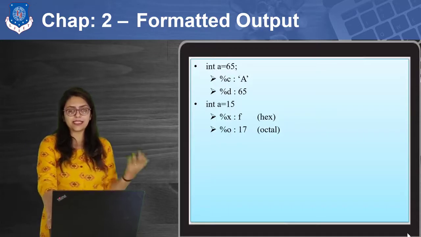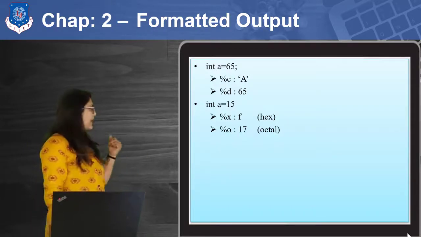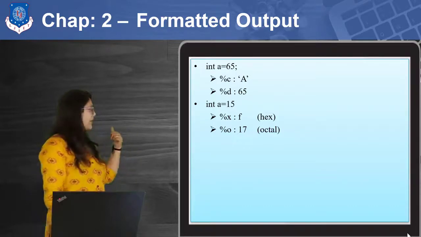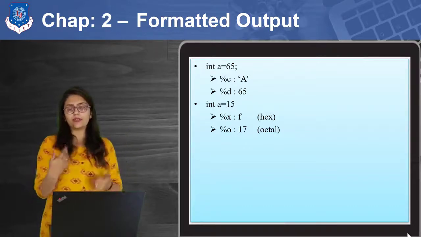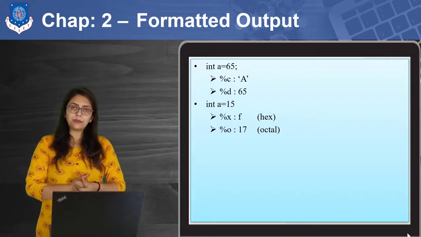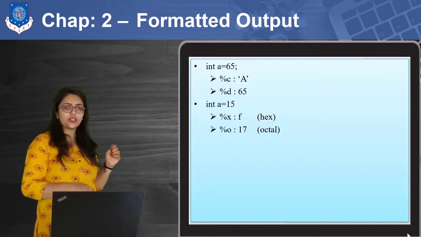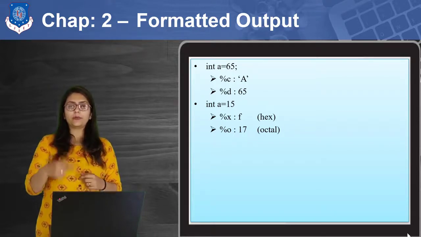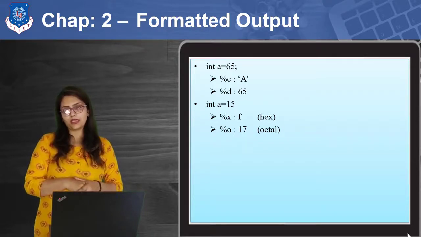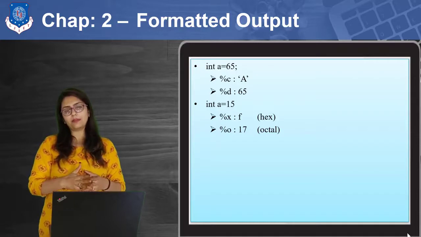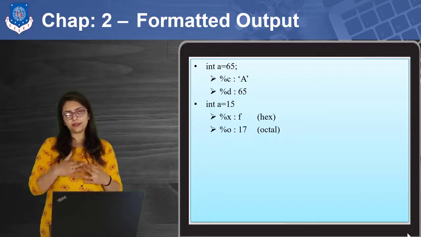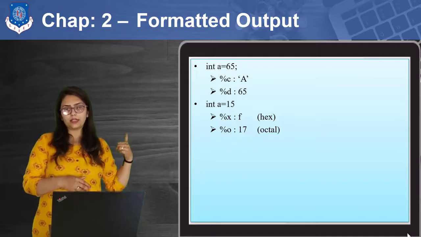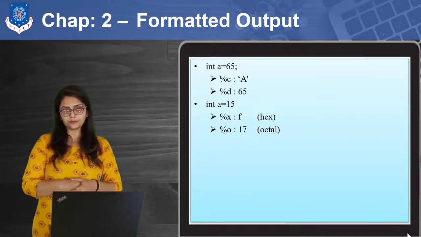Now I have given some examples: if you have declared variable x as an integer with the value 65, but inside printf you are printing with %c the value of x, then it will actually print capital A. I have already given this example when I was covering characters. At that time I showed you that you can print characters based on their ASCII value.